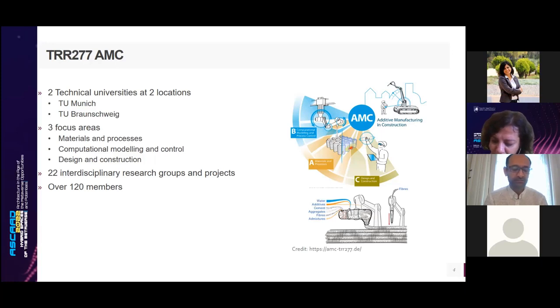Its research community comprises more than 120 members and is divided into 22 interdisciplinary research groups stationed at various locations. The research data being generated in AMC ranges from field surveys, laboratory experiments, and simulation to software code and hardware design, etc. Therefore, the data being generated in this project is big, broad, and heterogeneous.